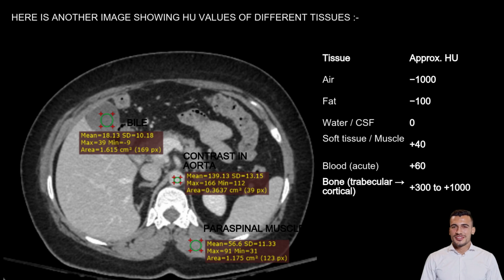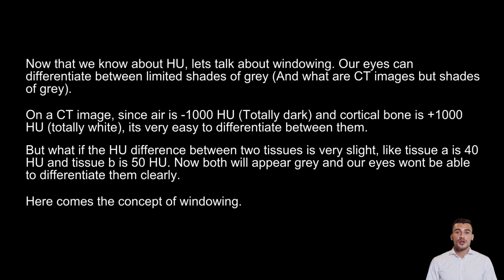Now in this image we can see the attenuation value of bile, which is fluid, measured within the gallbladder, which came out to be 18 HU. Attenuation of contrast is shown, which measured 139 HU, and that of paraspinal muscles is also shown, which measured 56 HU. Now that we know about HU, let's talk about windowing.